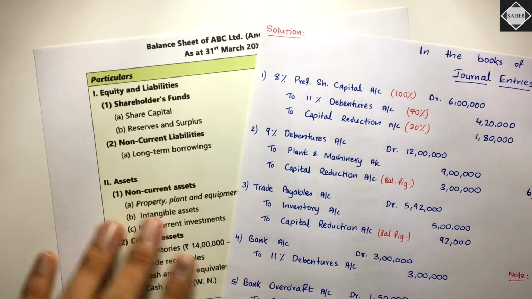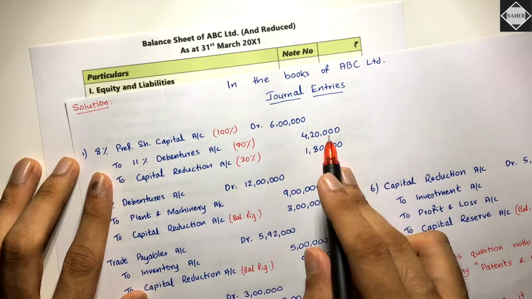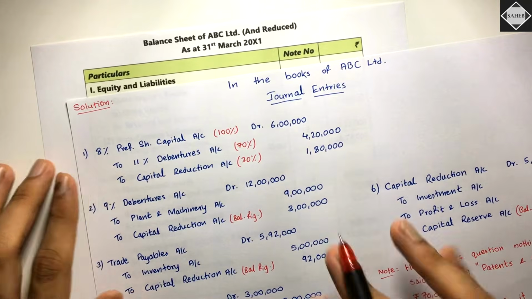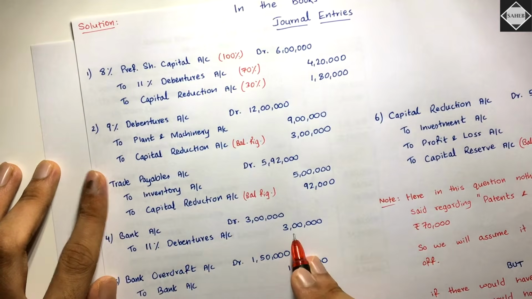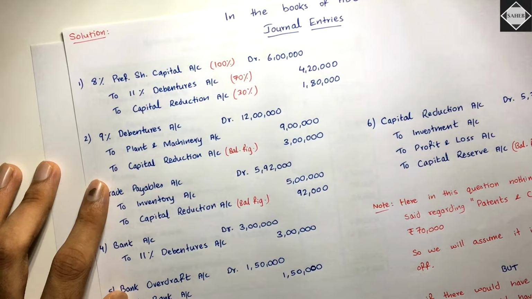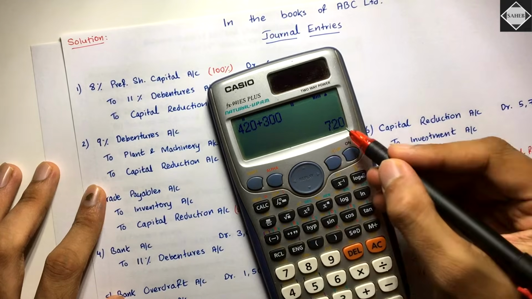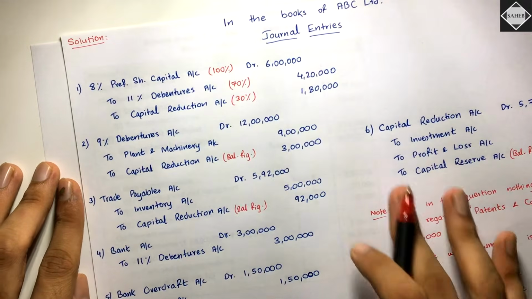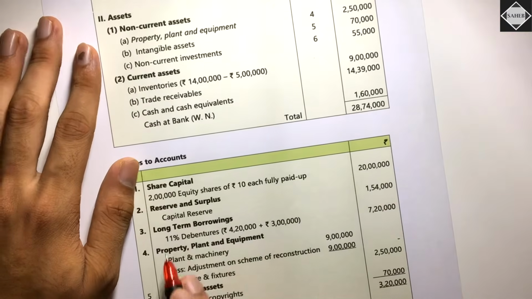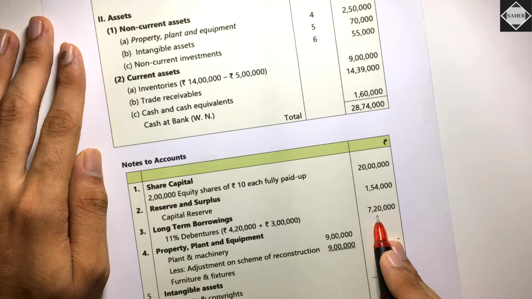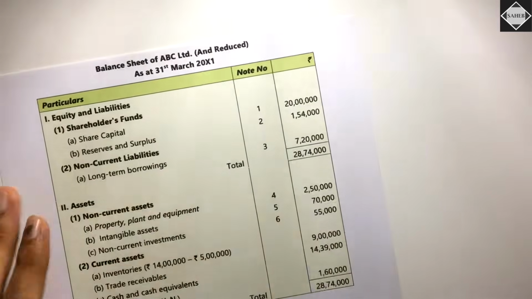So we issued new debentures of 11%. See here, 11% debentures to preference shareholders in the first entry. That was 4,20,000, so that will come over there in the new balance sheet. And then we have issued debentures again of 3 lakh. So 4,20,000 plus 3 lakh is equal to 7,20,000. So the new debentures would be 7,20,000 in total. Is that clear? Simple. And then the liabilities are over.